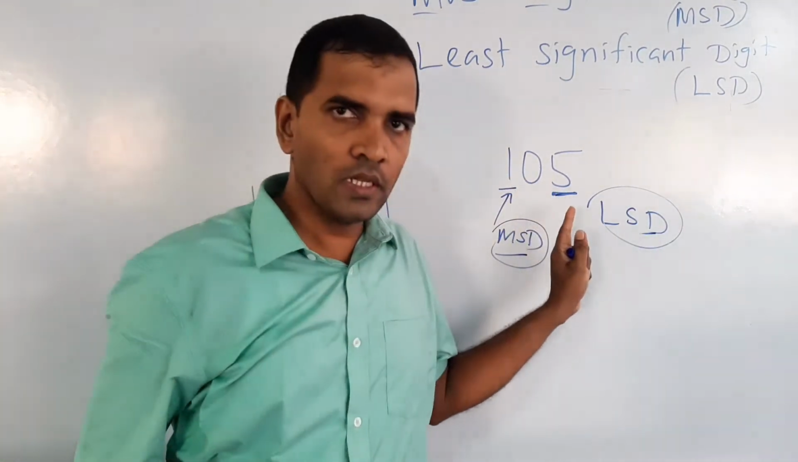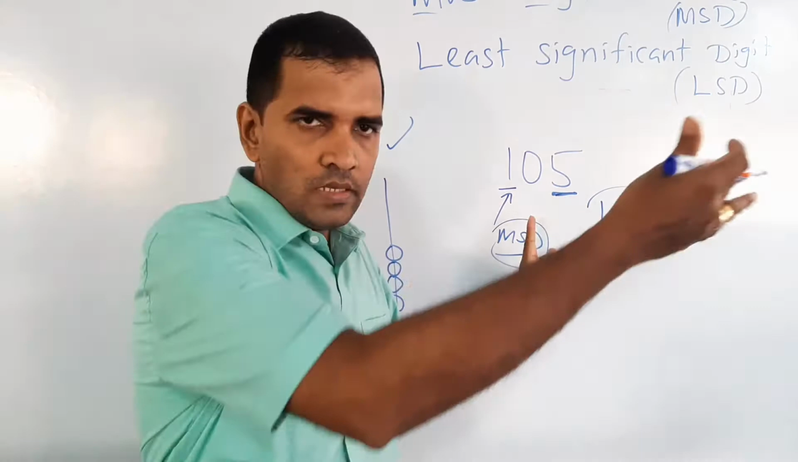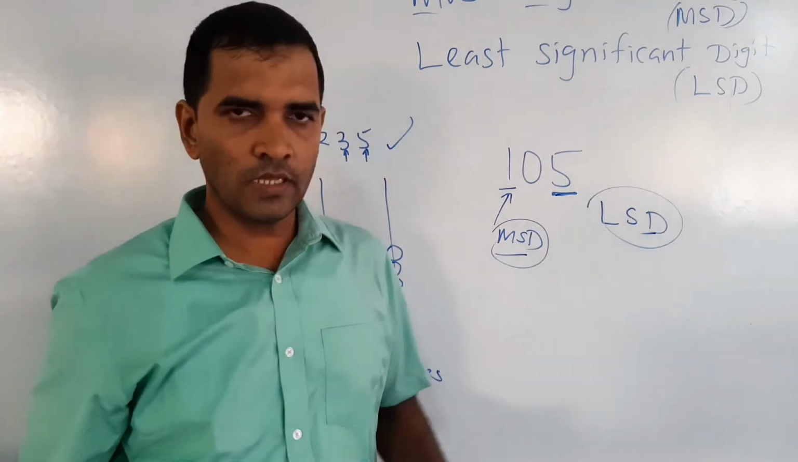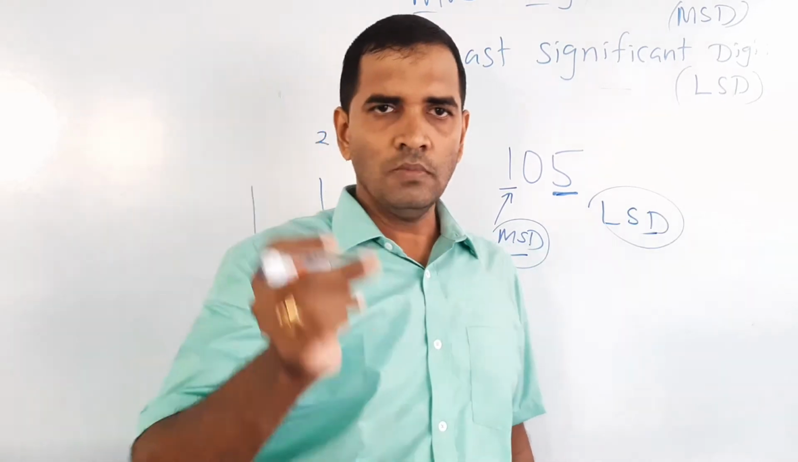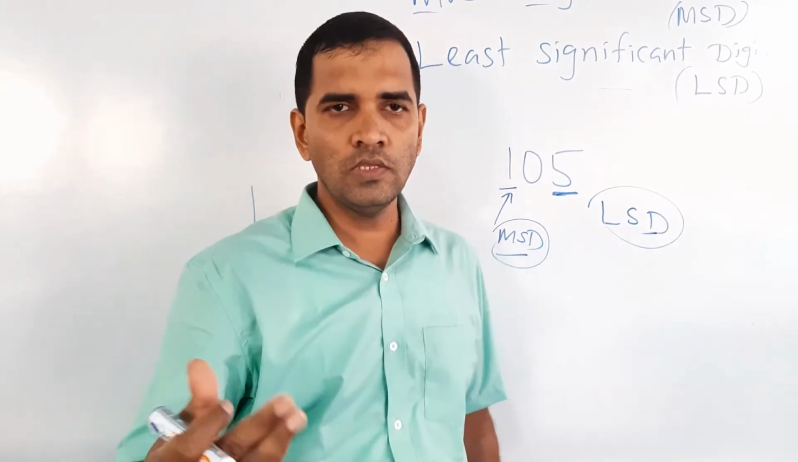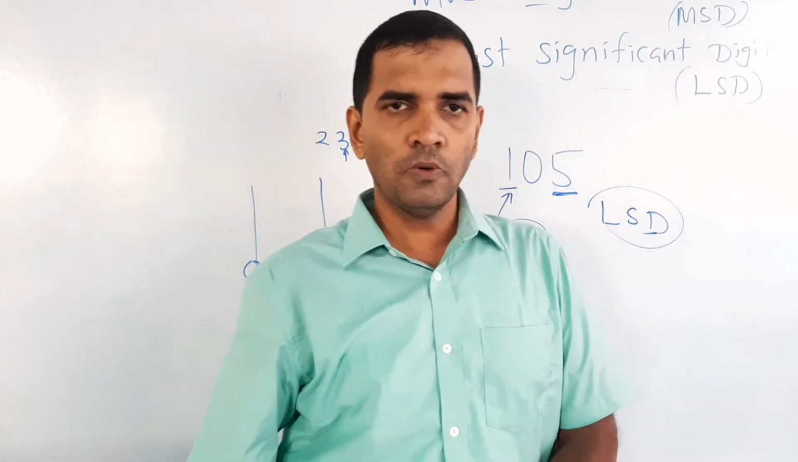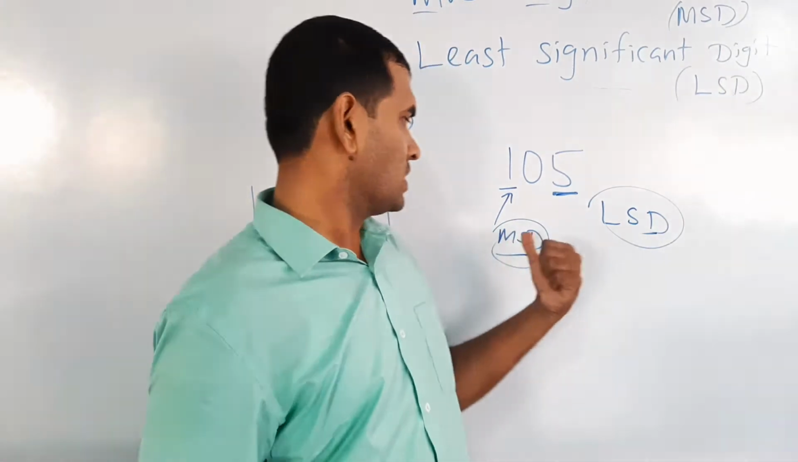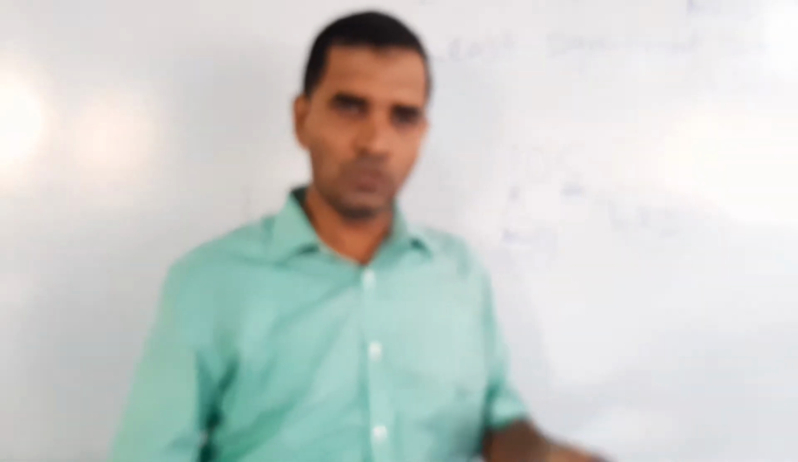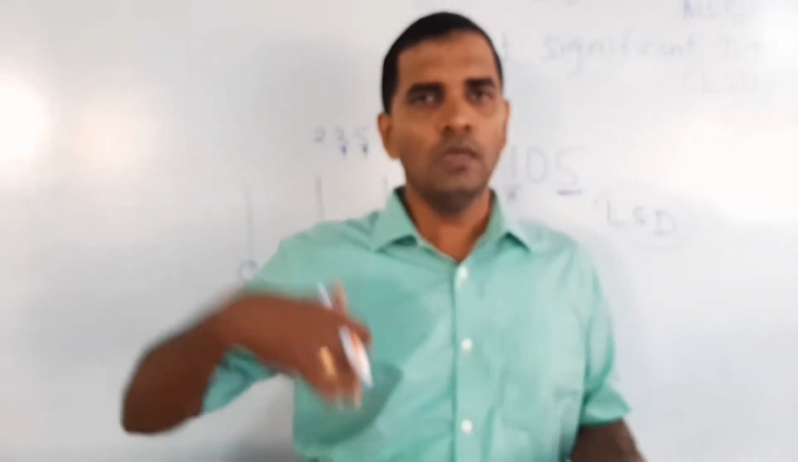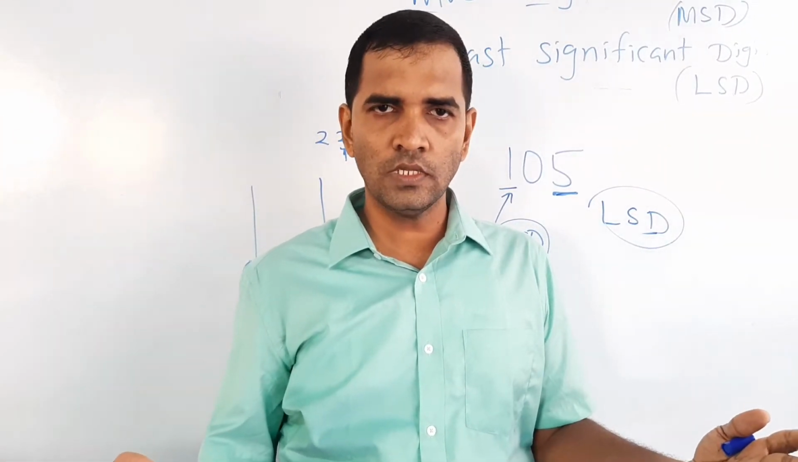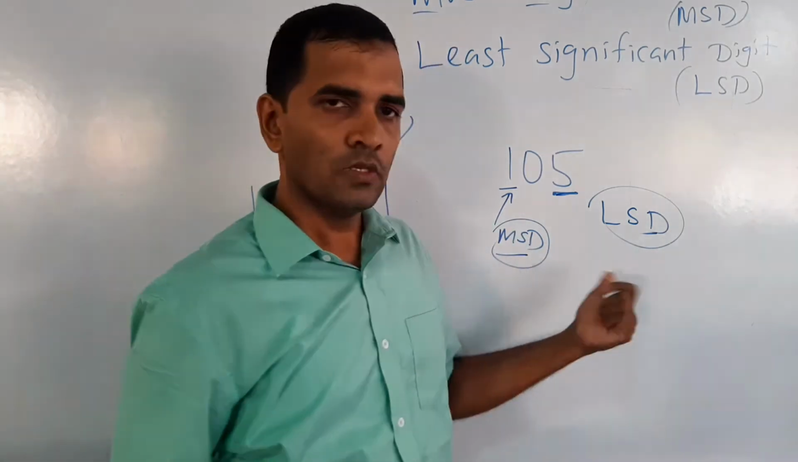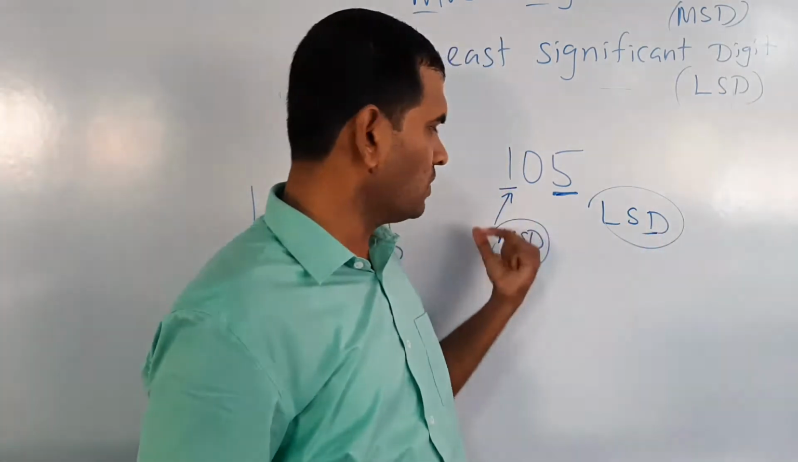I already mentioned that the right extreme number is LSD. Look at the term least significant digit. That term itself has the meaning: that digit has least importance. Look at the other one, MSD. That word seems to be of high importance, most significant digit. So that is the meaning. There is a reason for giving such names.